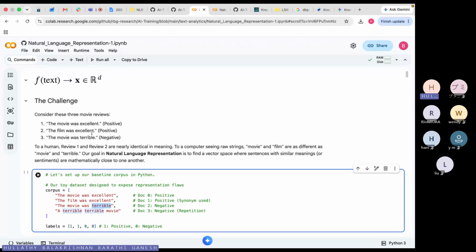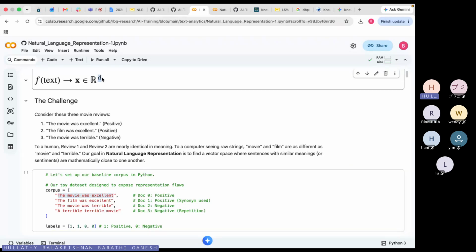So what we are going to do is take this specific sentence and represent it as an embedding, a vector having the dimension of D. It depends upon the method we use; this dimension will change.